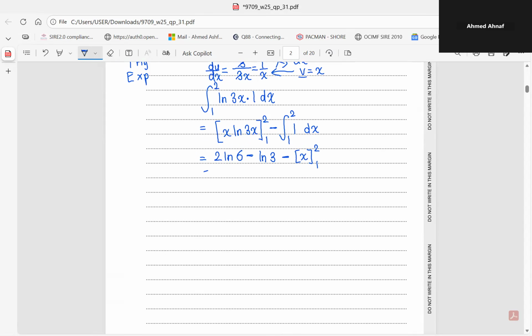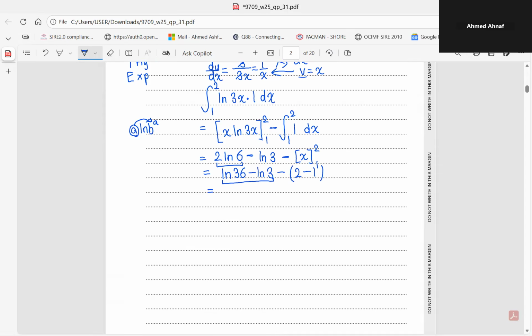In the meantime, let's also simplify this. Using the power rule, we can bring the a up to be the power of b. So instead of a ln b, this becomes ln b to the power of a. Similarly, this becomes ln 6 squared. So 6 squared is just 36, minus ln 3. Now let's evaluate this. This is just 2, don't forget your brackets, 2 minus 1.